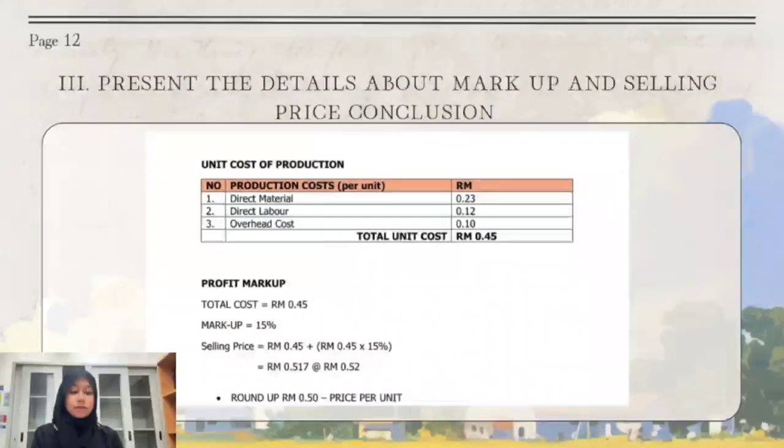For question 3, present the detail about the markup and selling price conclusion. So production cost. The first one is direct material, 23 cents per unit. Direct labor, 12 cents per unit. Overhead cost, 10 cents per unit. So the total unit cost is 45 cents per unit.